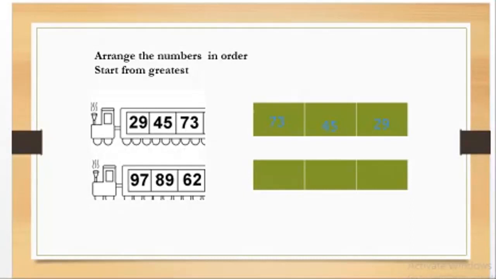So this is the same pattern question. We are going to figure out which is the greatest number. Is it 97? Is it 89? Or is it 62? I'm sure that all of my students know which is the greatest number in it. So you will write down the greatest number over here. After writing it, you will check the next two, and then you will put it over here, and then the last smaller number you will put in the last box. So let's move on to the next slide.